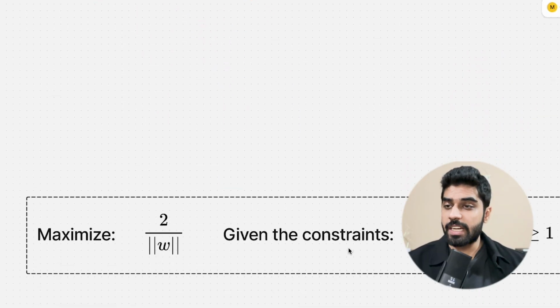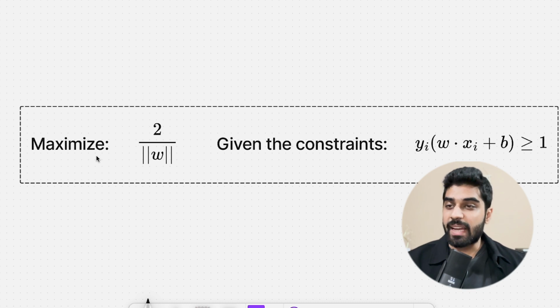Therefore, the problem statement reduces to something like: maximize 2 over norm W given the constraints y_i times (W dot x_i plus b) is greater than or equal to 1. Now this has converted into a constraint optimization problem. If we didn't have any constraints, we could just take the function, differentiate it, and set the derivative to 0 to find the optimal values. But in this case, since we have a lot of constraints, we'll have to use constraint optimization from multivariate calculus to do this. And there are some neat tricks in the bag for multivariate calculus when you have constraint optimization.